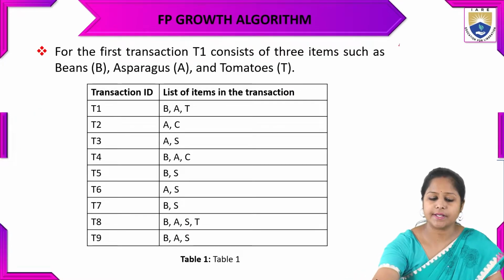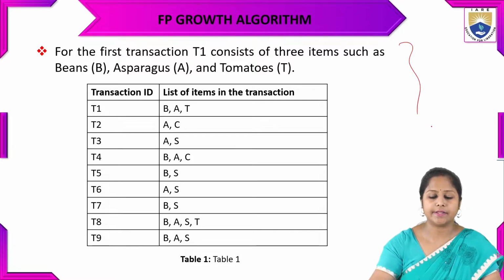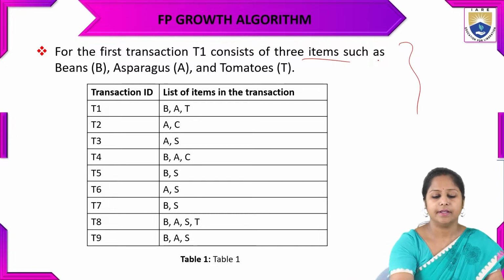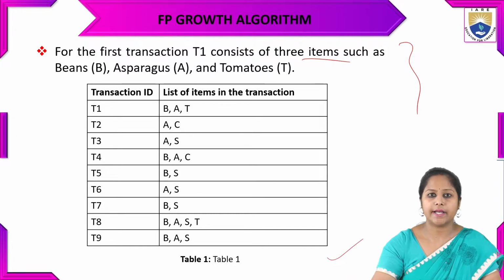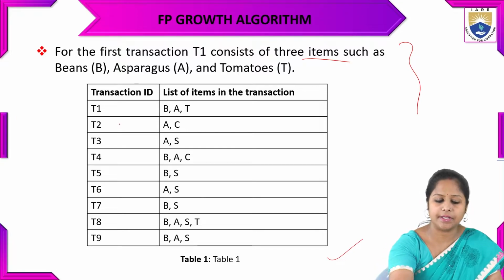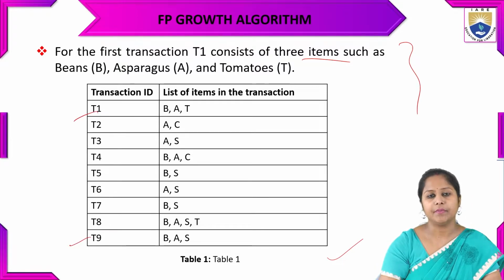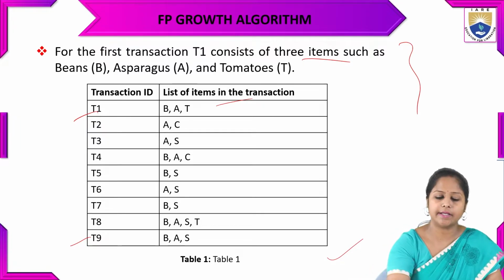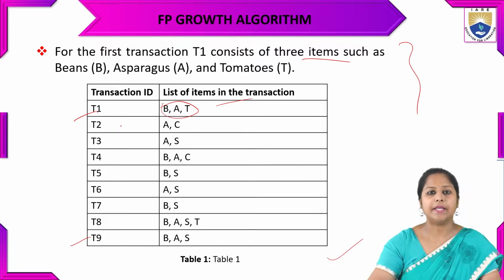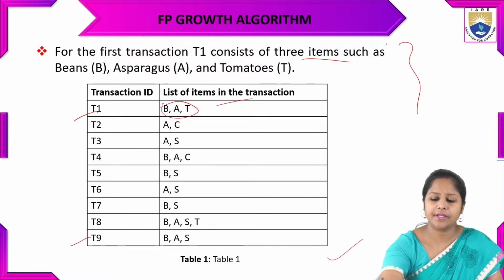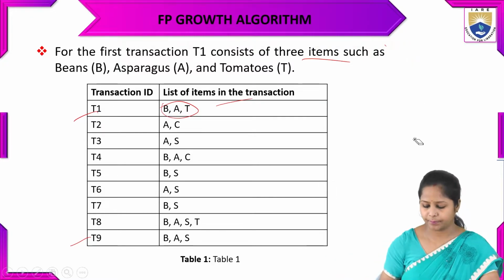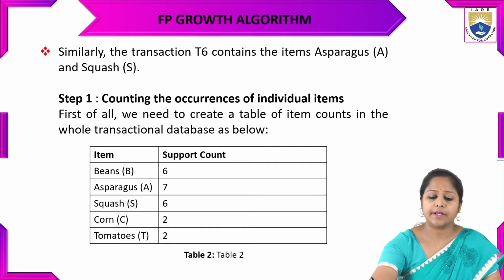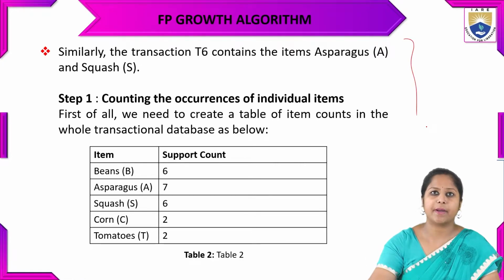For the first transaction T1, it consists of 3 items. This is Table 1, which has all of the 9 transactions, T1 to T9, along with the list of items in each transaction. In the first transaction, the 3 items are named B, A, T. B is beans, A is asparagus, and T is tomato. Similarly, transaction T6 contains the items asparagus and squash.